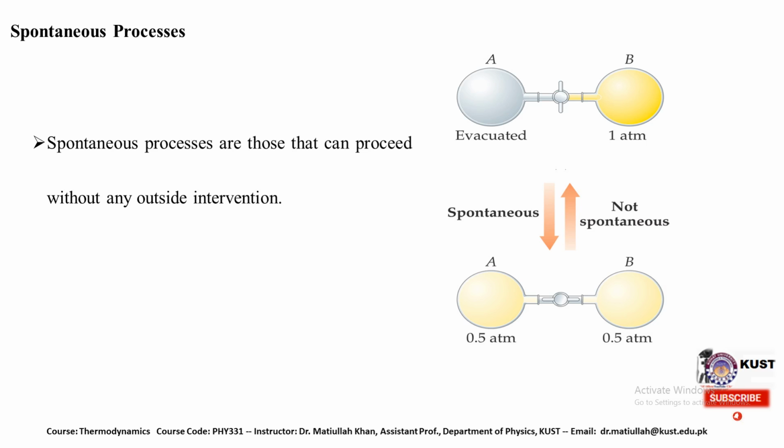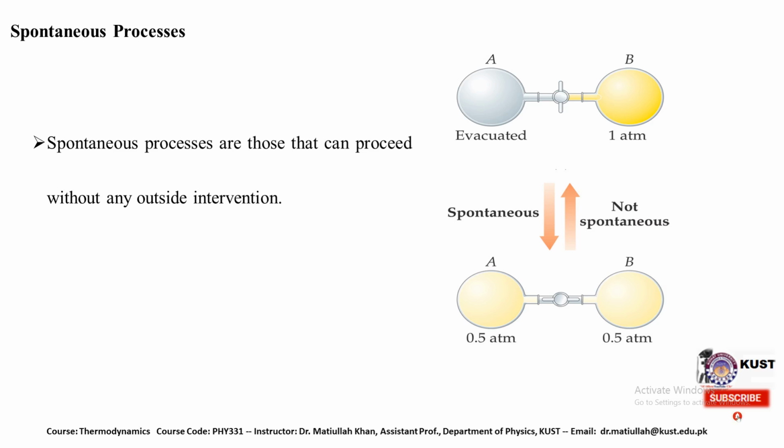After settlement, both tubes will have the same pressure. If the initial pressure of tube B was 1 atm, the final pressure of tubes A and B will be 0.5 and 0.5 atm. So this is the spontaneous process.